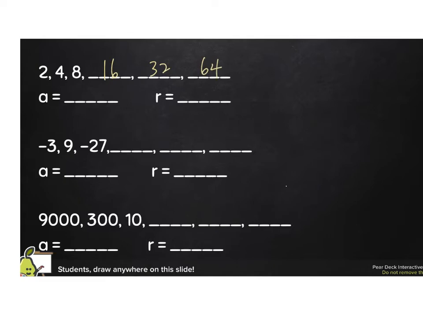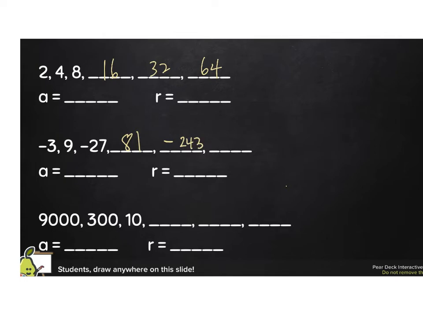In the second one, we see that negative 3 becomes 9 and 9 becomes negative 27. So we multiplied by 3, but not just 3. Because they're alternating negatives, we multiplied by negative 3. So to get to the next one, I need to multiply negative 27 times negative 3, which would be positive 81. And then I multiply that one by negative 3, so it'll be negative 243.